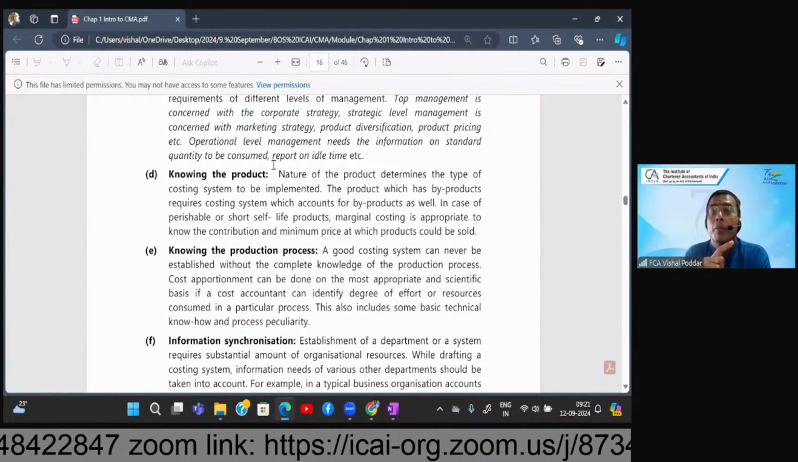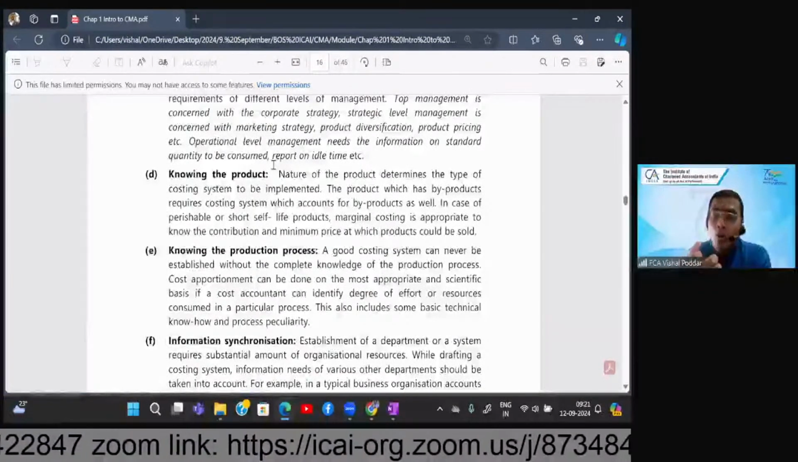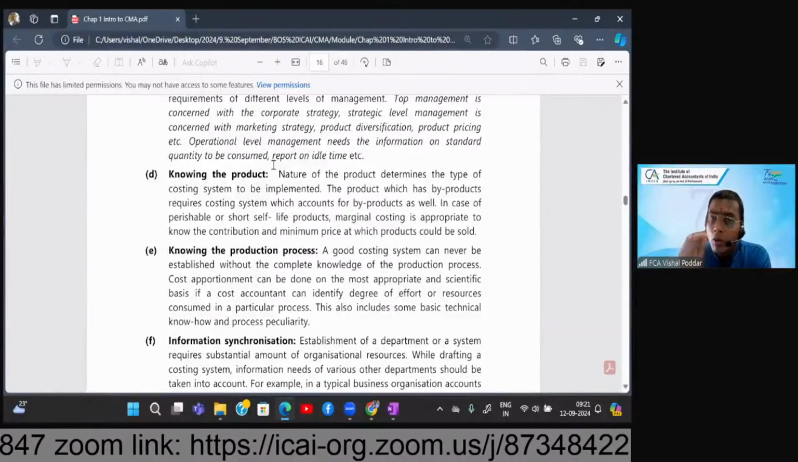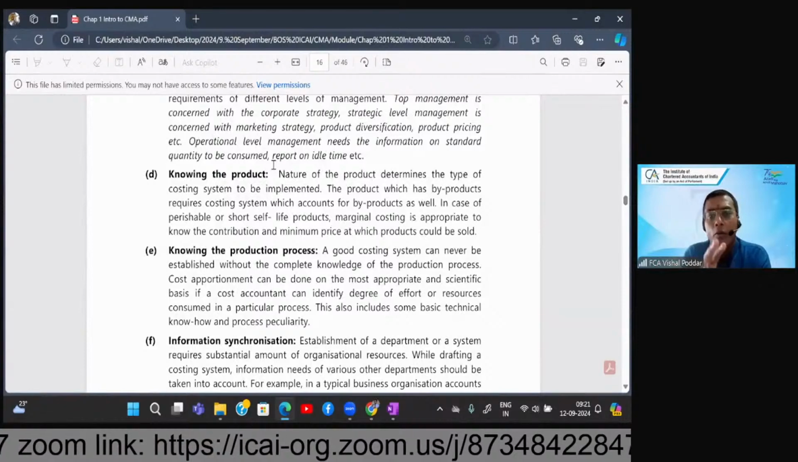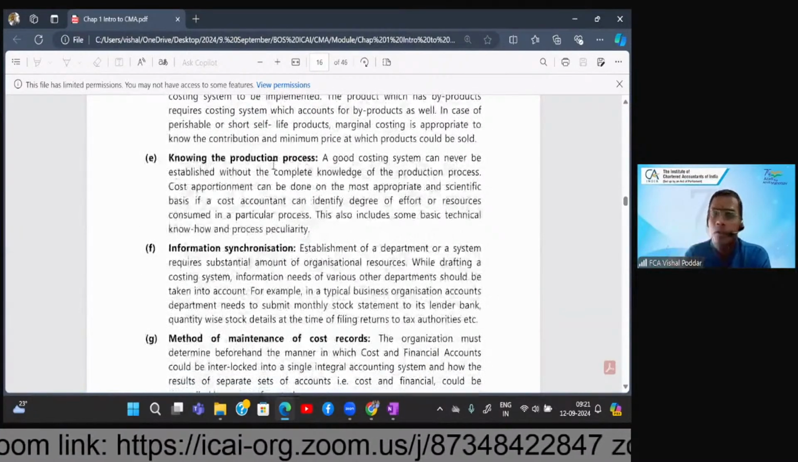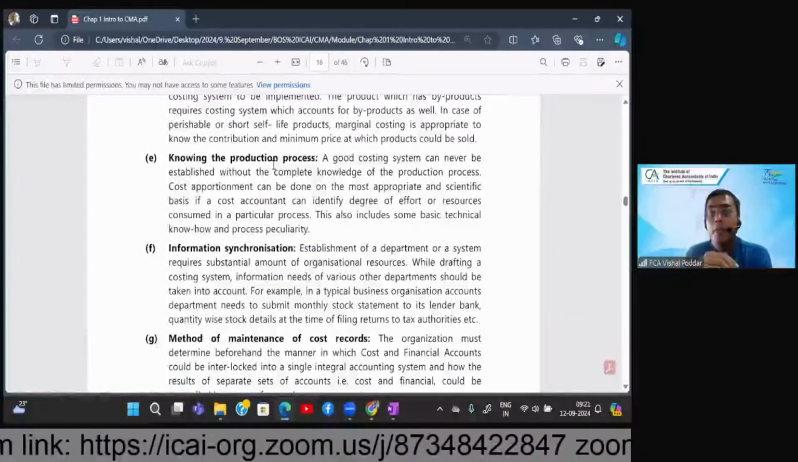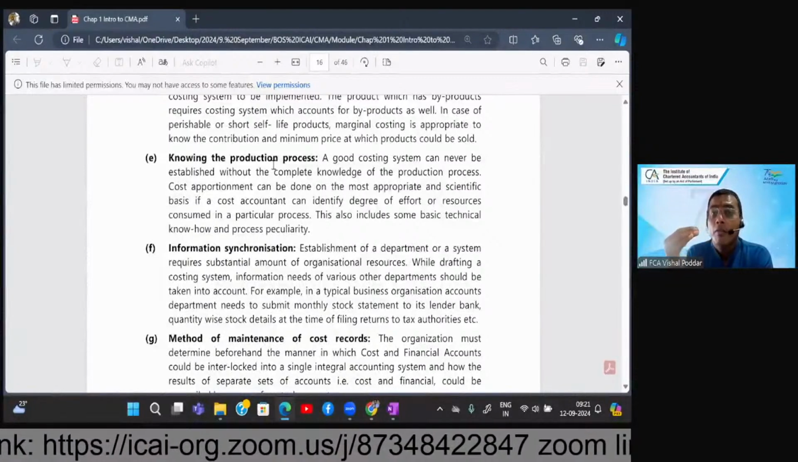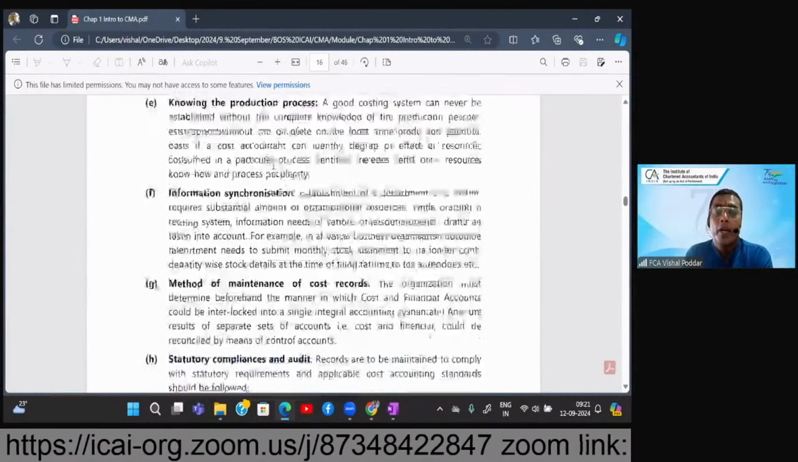For some, it may be per piece. For some may be per bag. So your costing system has to incorporate all features relating to your product. So understanding the product or the service, whatever it is. Understanding the production process so that you can find out the cost appropriately at each stage.